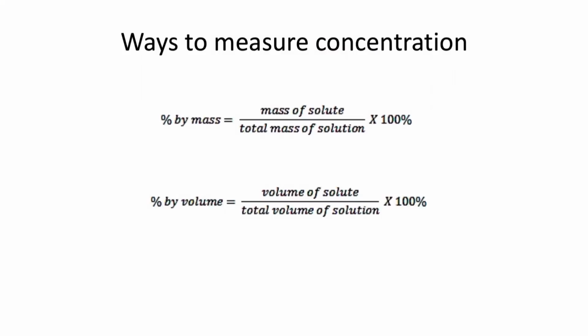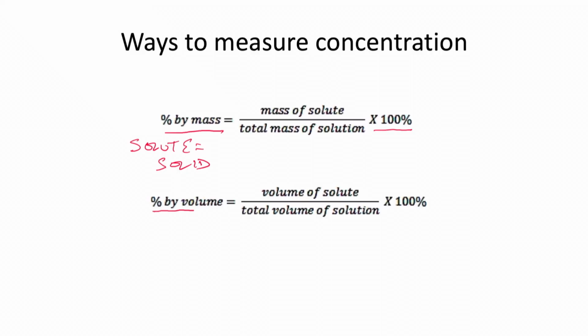So now let me show you some more numerical, quantitative ways to measure concentrations. There's something called percent by mass. Percent by mass is useful if the solute is a solid. And percent by mass basically means just take the mass of the solute and divide by the total mass of the solution. And we're going to multiply by 100% to get a percentage.